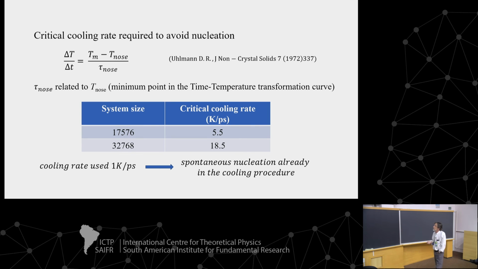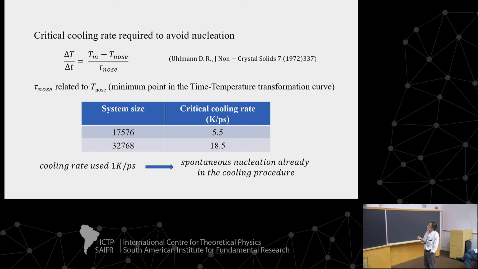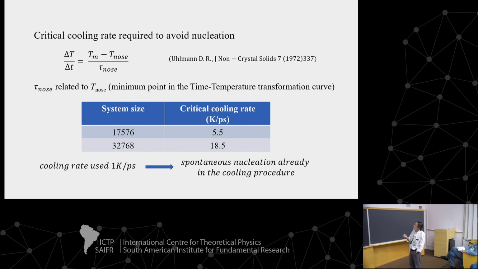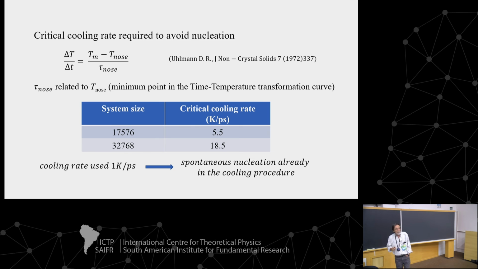The critical cooling rate required to avoid the nucleation is defined by this expression by Uhlmann, published in the Journal of Non-Crystalline Solids in '72. So using our system size, we can compute the critical cooling rate to be this 5 and 18. We are using 1. So in our simulation, spontaneous nucleations are always present in the system, right?